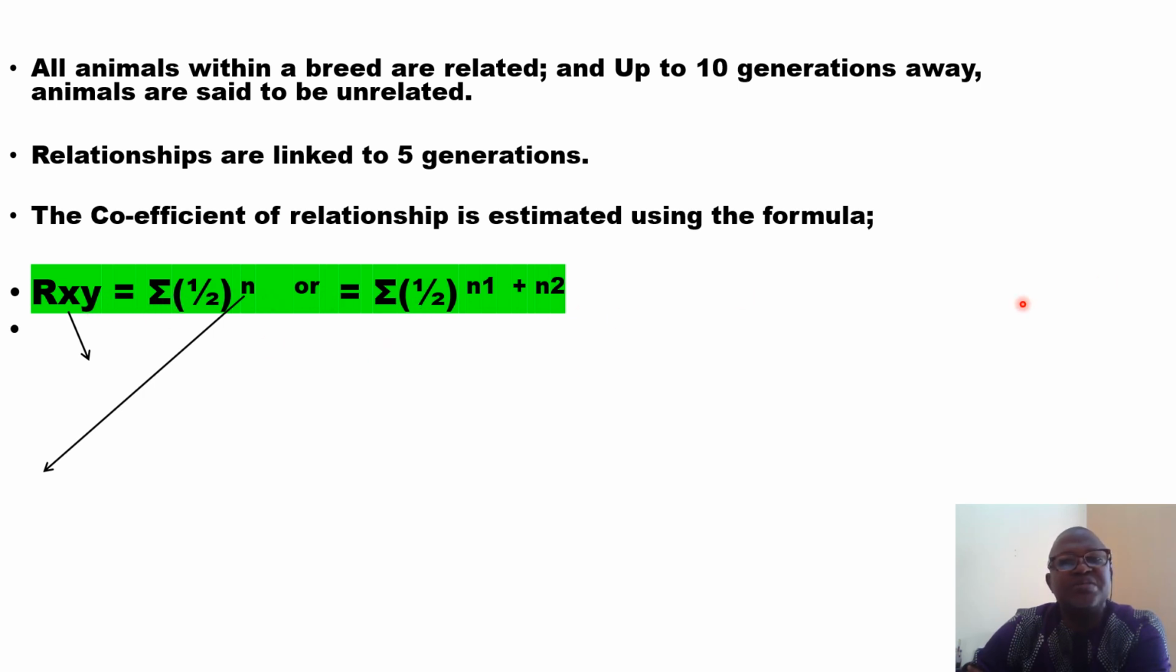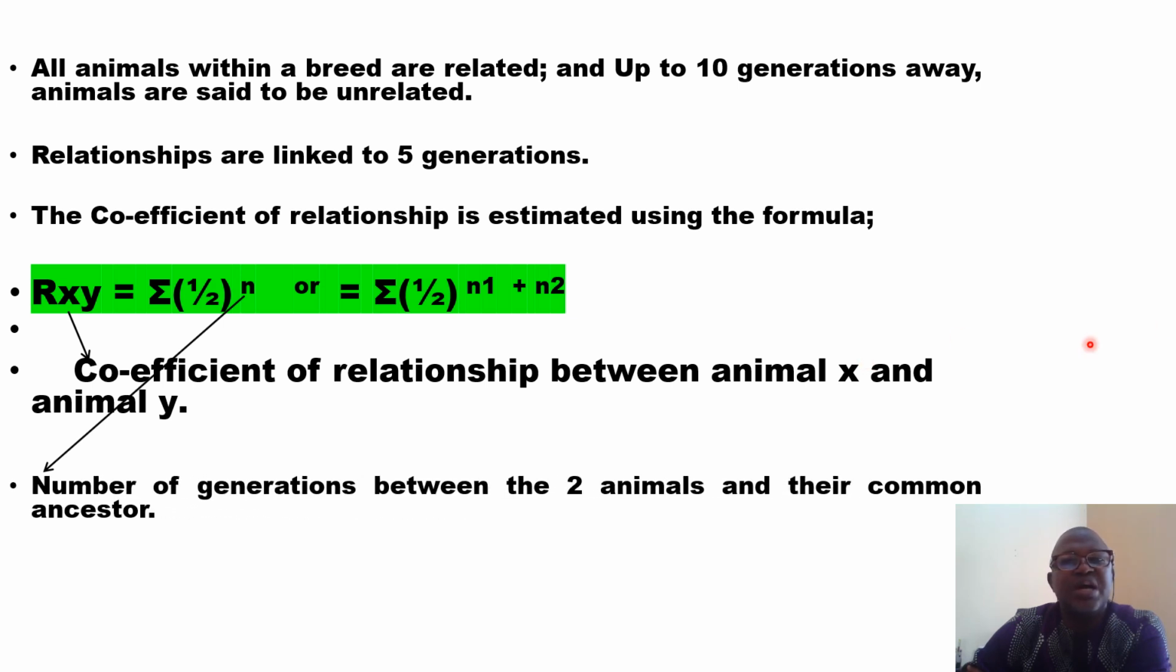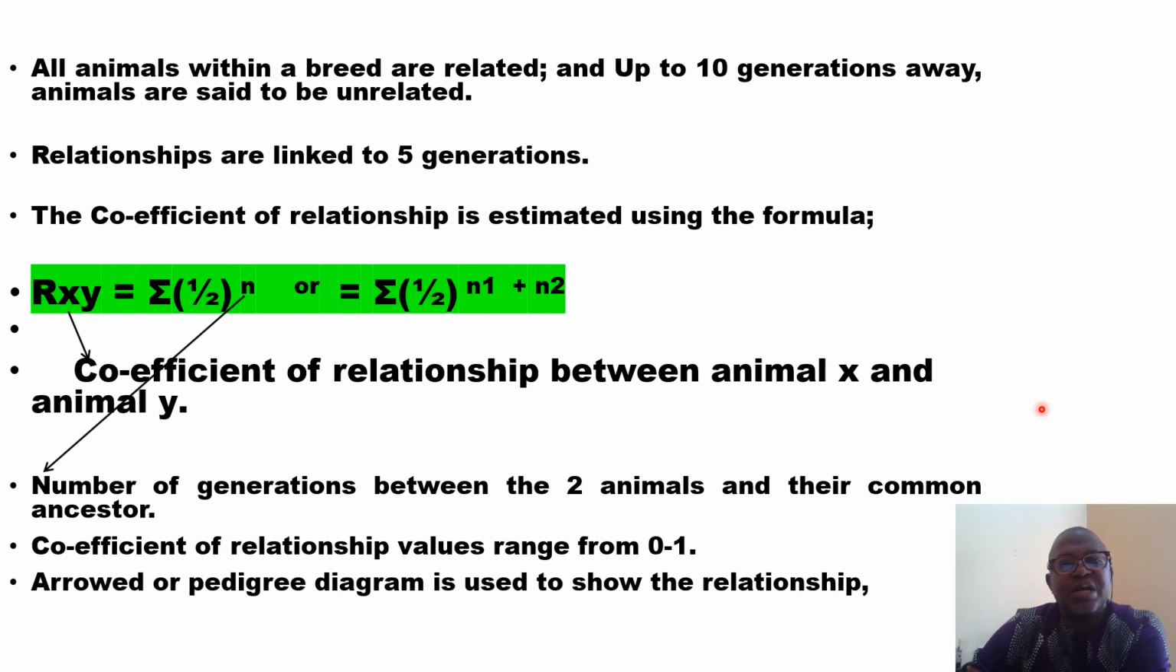And this formula is defined as: Rxy is the coefficient of relationship between animal X and animal Y, and N is the number of generations between the two animals and their common ancestor. And the coefficient of relationship values usually range from 0 to 1. And we use what is known as an arrowed or pedigree diagram to show the relationship.